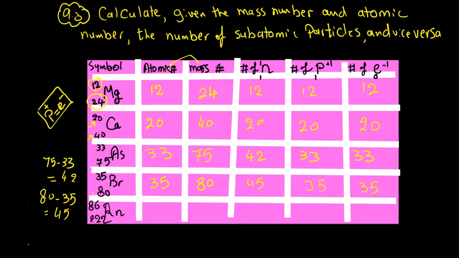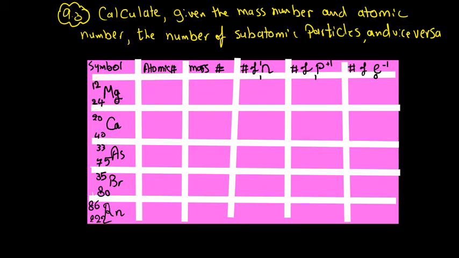Radon, 86 and 222. So the proton number or atomic number is 86, electron number is 86, mass number is 222, and the number of neutrons, by subtracting, is 136.